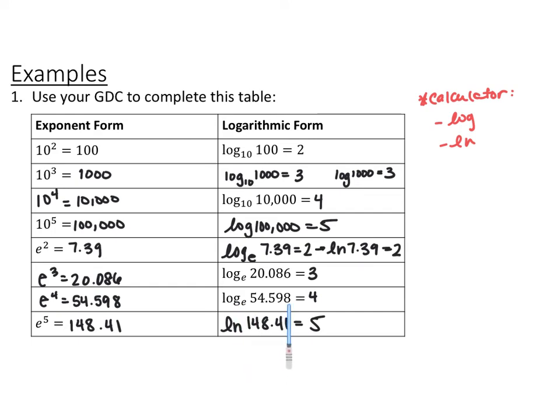Next one, same thing, I plugged in natural log of 54.598 in my calculator and got 4. So then switching forms, base stays the same, input and output switch, e to the fourth is equal to 54.598. Then last one, I just plugged in e to the fifth in my calculator, I got 148.41. So therefore switching forms, log base e, which is the same thing as natural log, of 148.41 is equal to 5. So whenever you want to switch forms, your base stays the same, your input and your output switch.